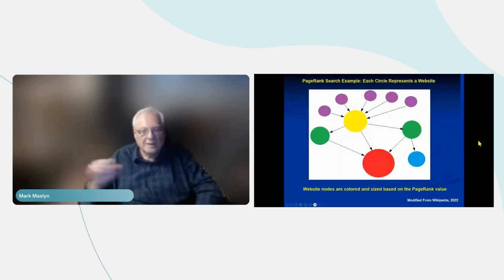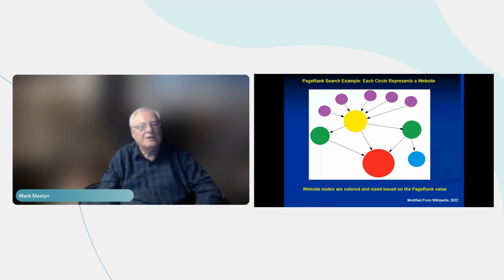This is an example. And I took this from Wikipedia, because it shows a number of things visually for PageRank. The very first thing you'll notice is the different sizes of the circles that are on there.